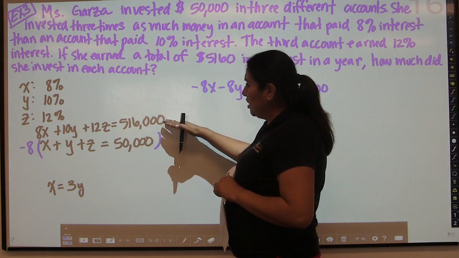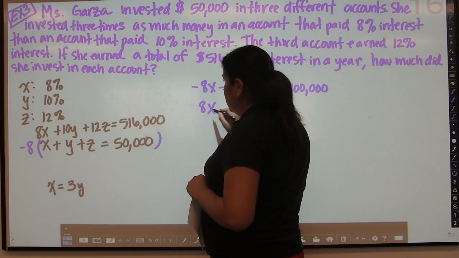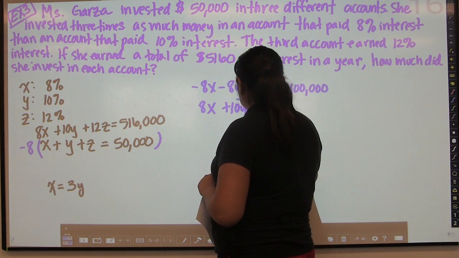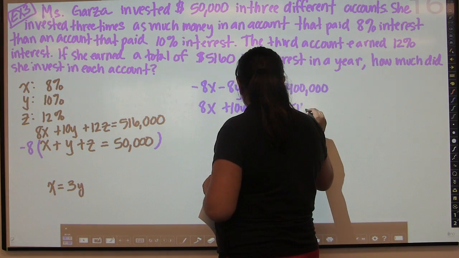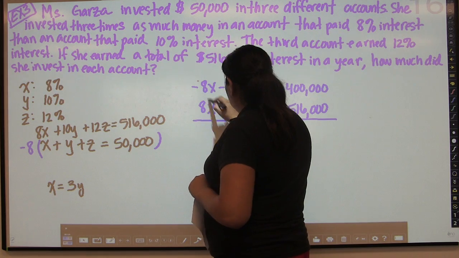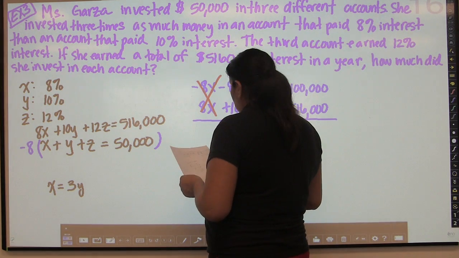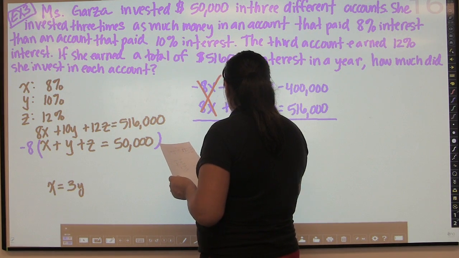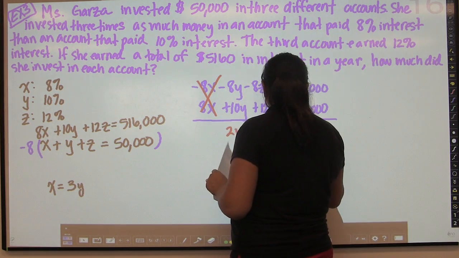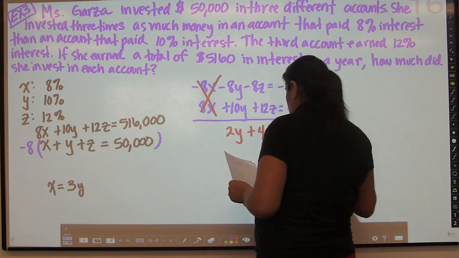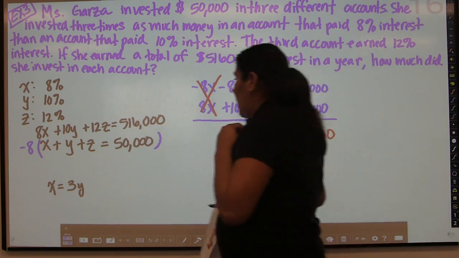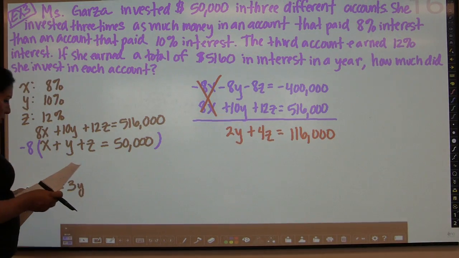Then I'm going to take this, which is me multiplying the second equation by -8, and add it to the top equation, which is positive 8x, positive 10y, plus 12z equals 516,000. When I add those two together, the x's are going to cancel, and I'll get 2y plus 4z equals 116,000.